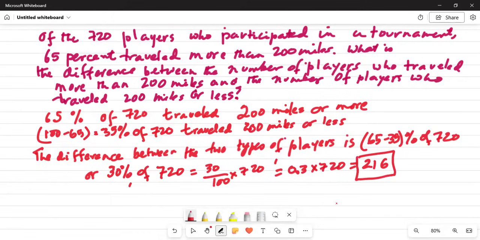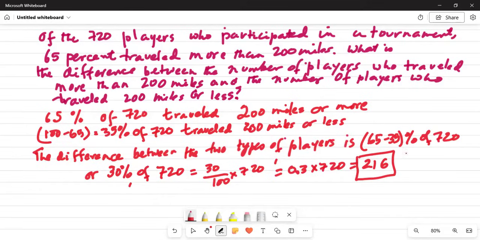So what does it mean? It means 216 players are additional, on top of the people who traveled 200 miles or less. So 216 is the additional number of players who travel 200 miles or more to join the tournament. In other words, the difference between those who travel 200 miles or more and those who travel 200 miles or less is 216. That is the answer we are looking for.